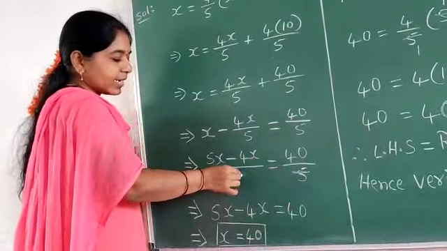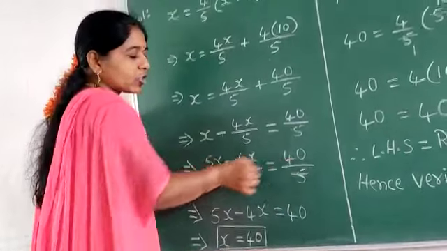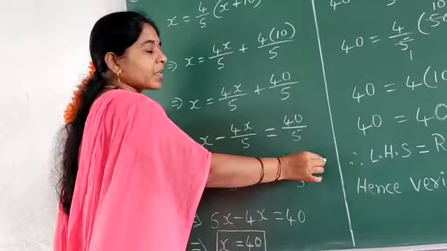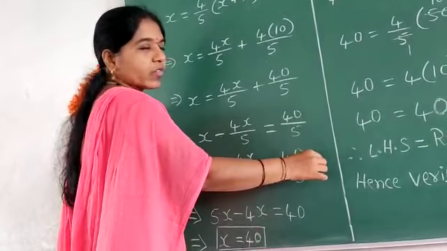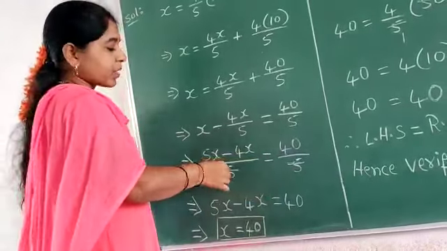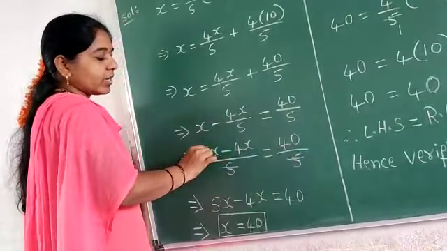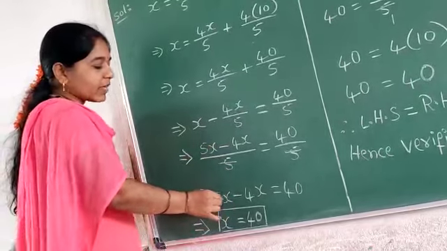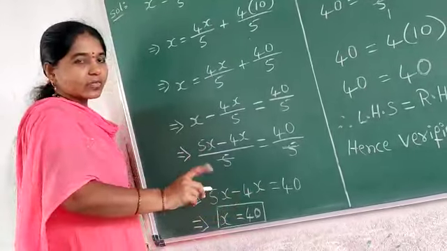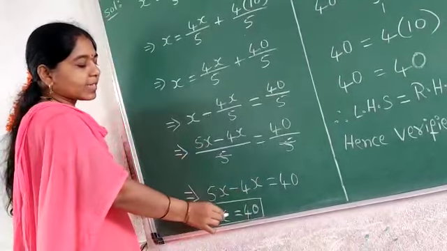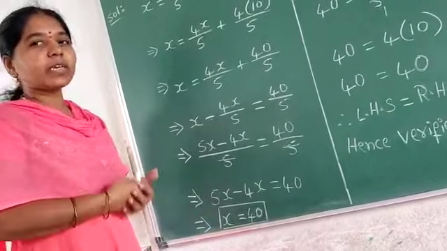Write down. Here I cancelled these two, since the denominators are both the same. If you take this 5 to the right hand side, it will become into 5, and then the 5s can also be cancelled. After striking out, we are left with 5x minus 4x, which is 1x. We can write it as x is equal to 40. Now verification we have to do.